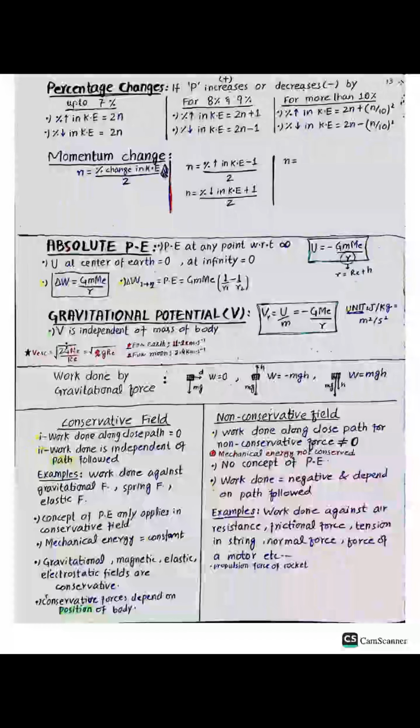And then we will move towards conservative and non-conservative fields. A conservative field is a type of field in which the work done along a closed path equals 0, and in a non-conservative field it is not equal to 0. And the difference between conservative and non-conservative fields is given.